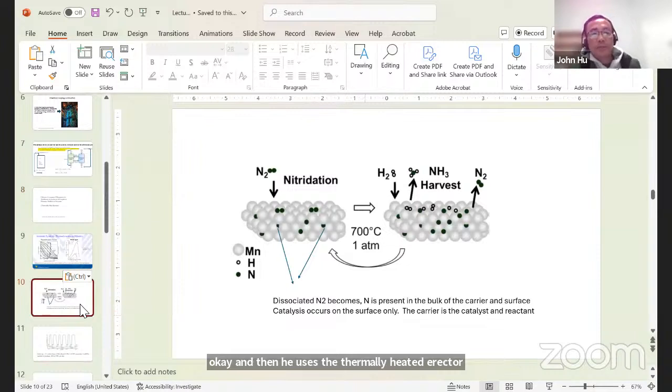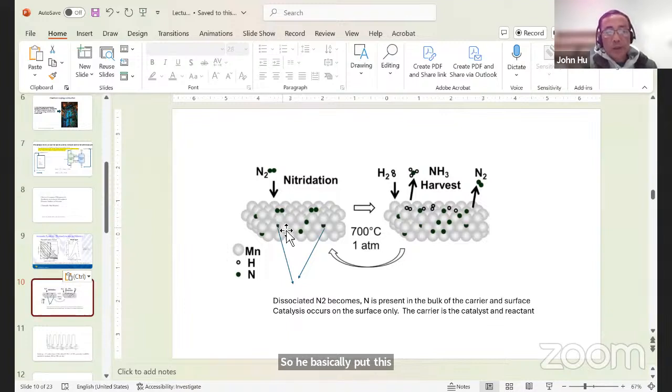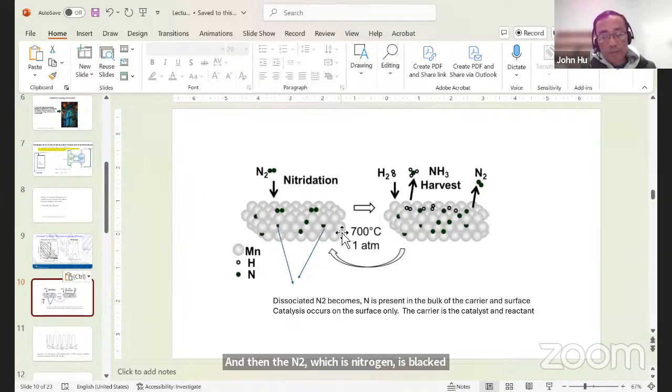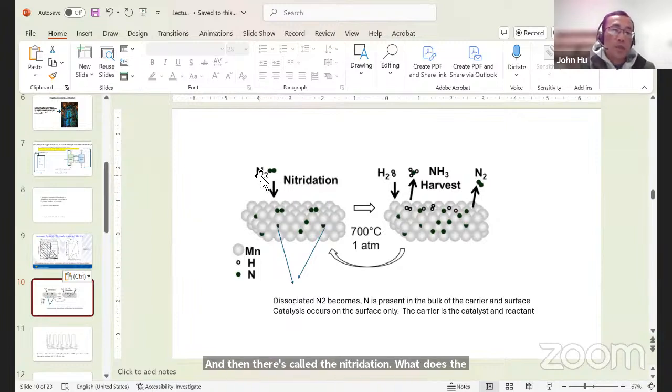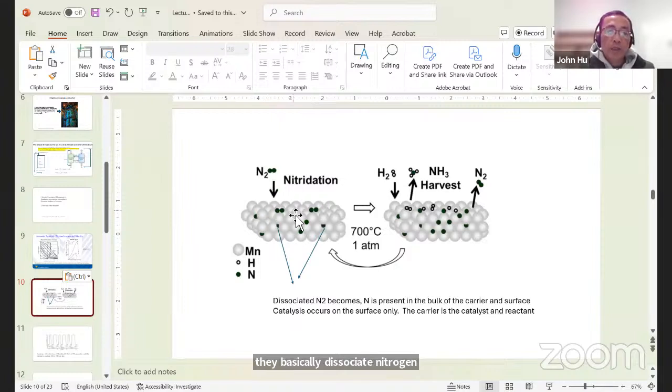And here's the concept. So he basically put this nitrogen carrier together, and then, what do you call that? The gray color is the manganese that he has, and then the N2, which is nitrogen, is blacked out and going in there. And then that's called the nitridation. What does nitridation mean? Nitridation means they basically dissociate nitrogen and form the nitride.